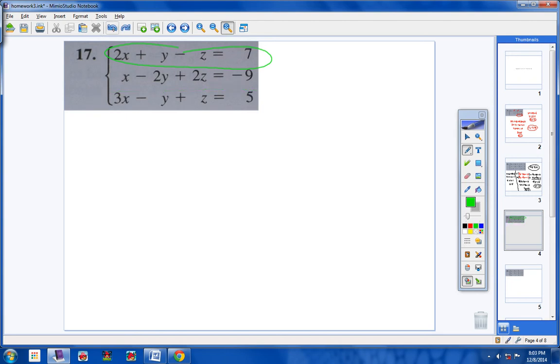So here we go. I'm going to take the top equation, the bottom. 2x plus 3x is 5x. Y and negative y cancels out. Positive z and negative z cancels out. Equals 7 plus 5 is 12. Okay, so I get x equals 12 fifths.